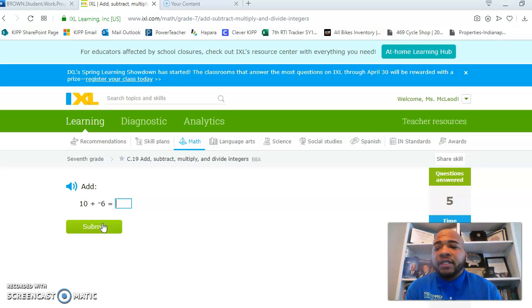Let's do this one. 10 plus negative 6. A positive plus a negative is the same as a positive minus that number. So 10 minus 6 will be positive 4.